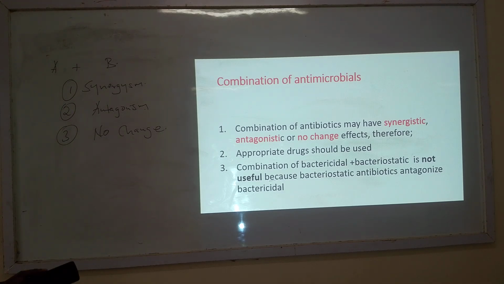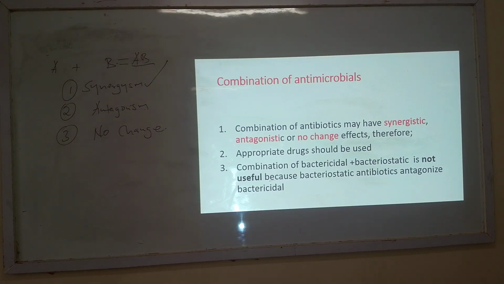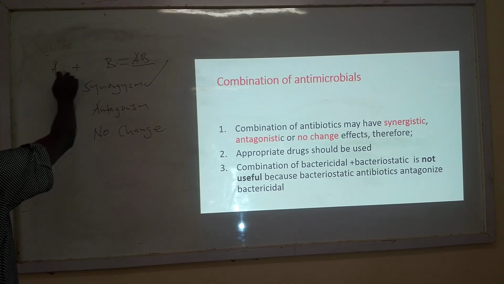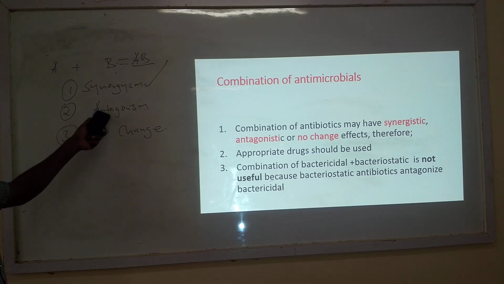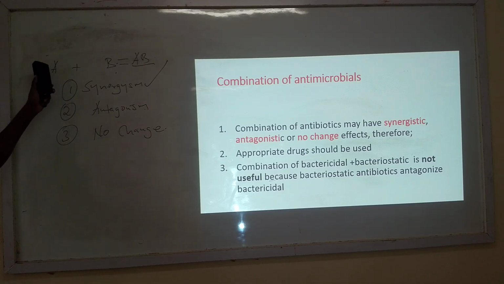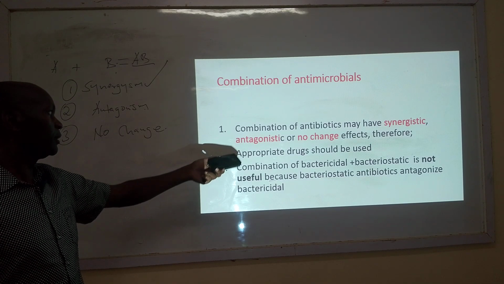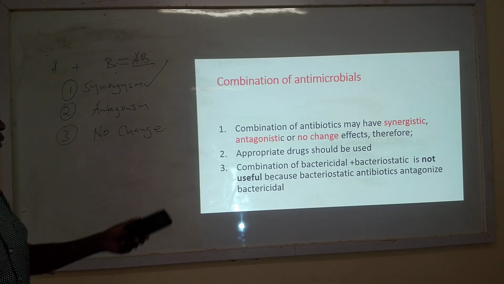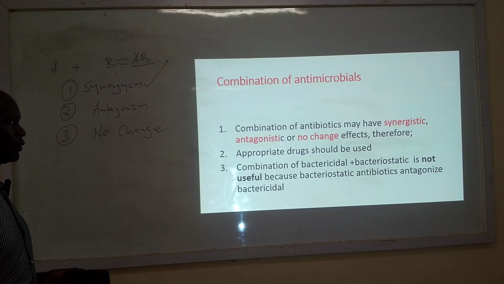Therefore, when you are combining your drugs, you must make sure that you get this synergism. This is why you combine A plus B to give you a better outcome, meaning A is assisting B. But in antagonism, it means A and B are opposing each other. Therefore, you will not succeed. Sometimes you can add A and B in some combinations and there is no change. So this is meant to help you understand that when you want to combine these antibiotics, what do you want to achieve? What is the possible outcome?